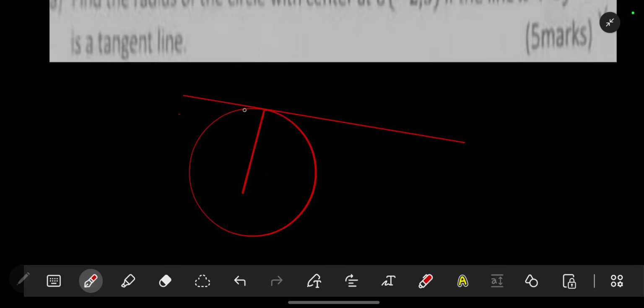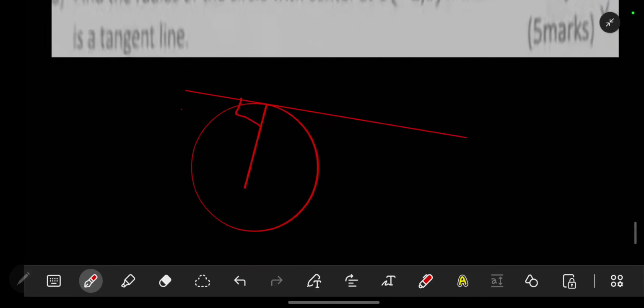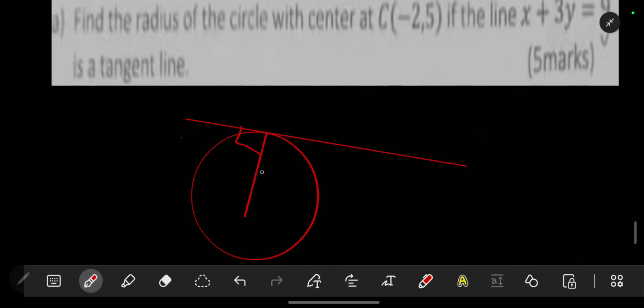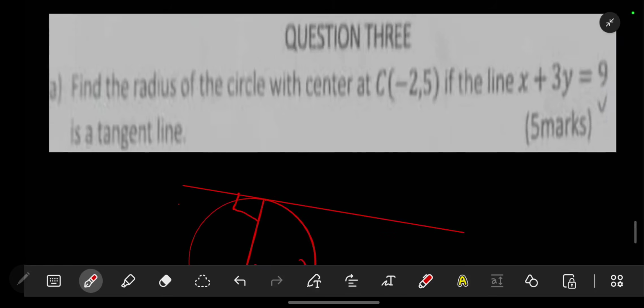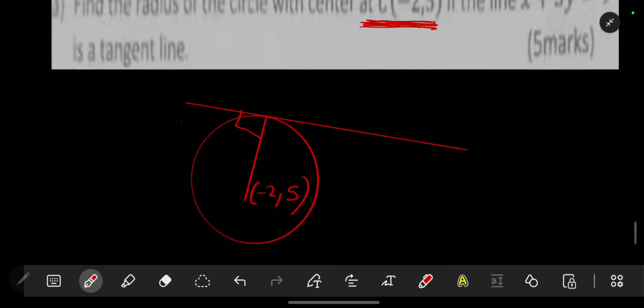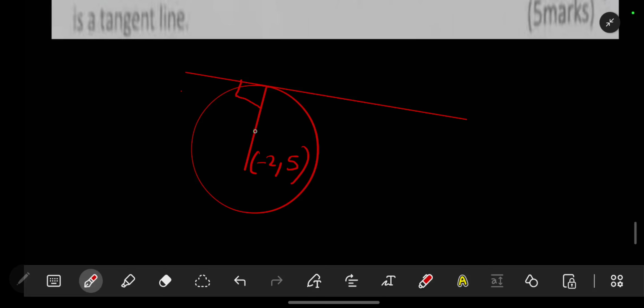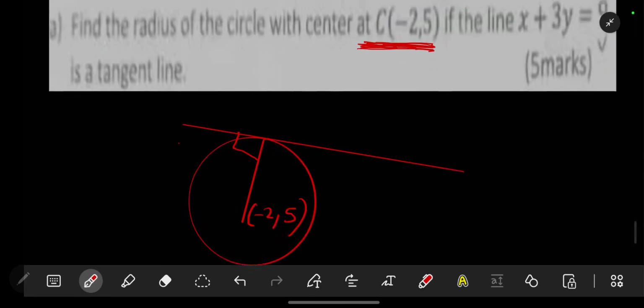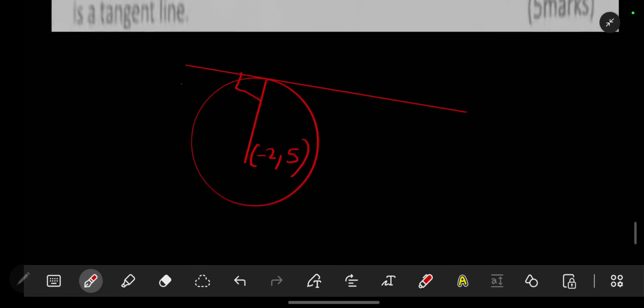So the center and the tangent will be perpendicular. Now remember, coordinate geometry has made it very easy to find the distance of a line that is perpendicular. And this line is at the center from negative 2, 5. So this is where you apply your knowledge of coordinate geometry to find the distance of a line that is perpendicular to another line. Since we have the tangent, the radius is perpendicular, like that.